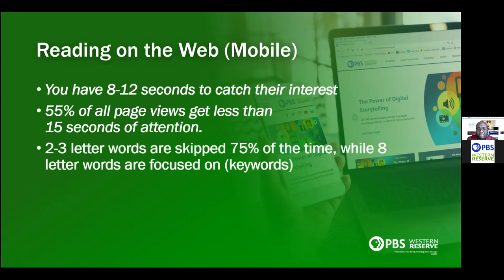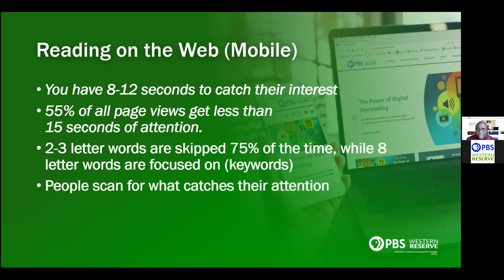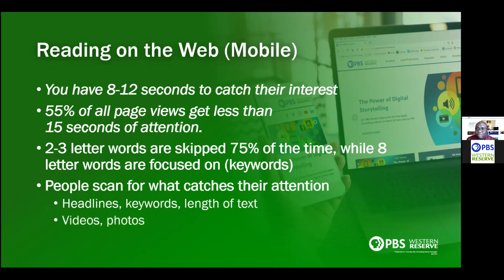When it comes to writing, 2 to 3 letter words are skipped 75% of the time, while 8 letter words are focused on. Those are primarily made up of the keywords that will trigger you to engage the content. So 2 or 3 letter words are skipped. This is the aspect of how people scan. Again, people scan for what catches their attention: headlines, keywords, length of text, videos, and photos. A lot of times people will scan an article and look for the photo to see if it catches attention, because people forget a picture's worth 1,000 words.